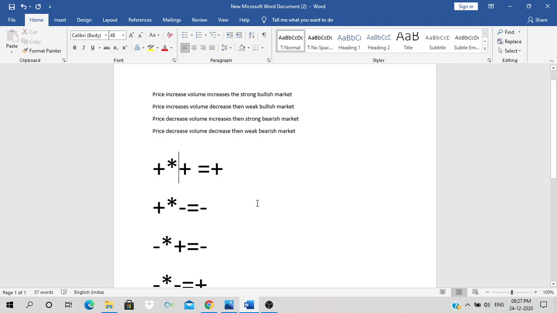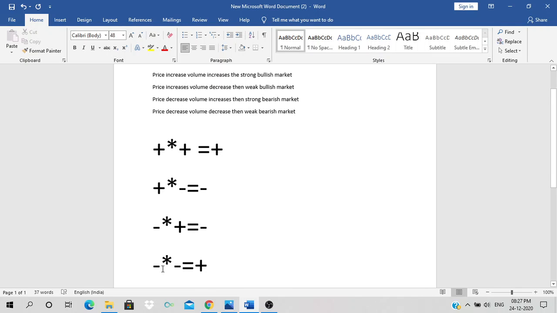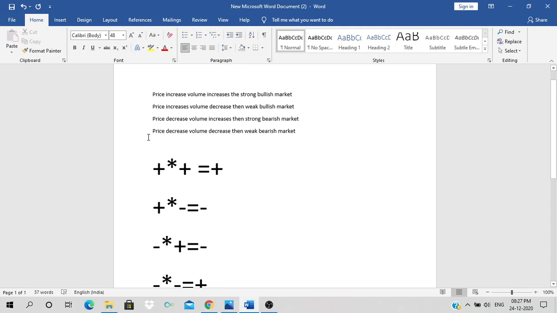And if you see here, price decreases and volume decreases, that is both will decrease, minus into minus, that will lead to plus. That means in this 4th scenario, the trend will change. That means the market will reverse from bearish market to bullish market.